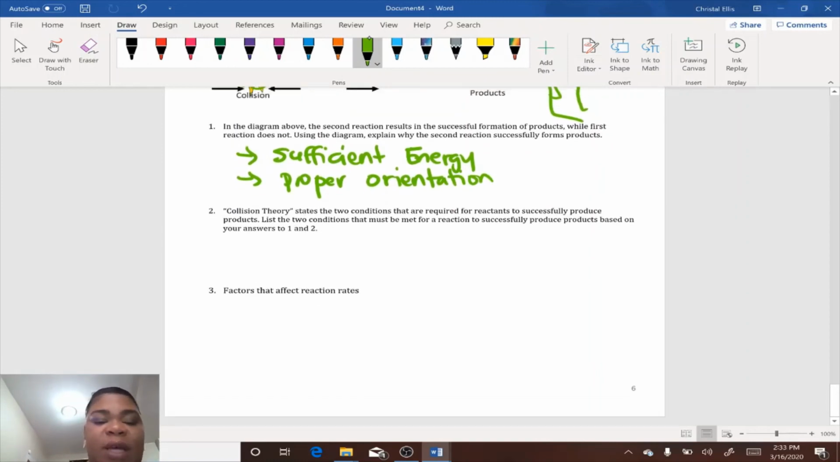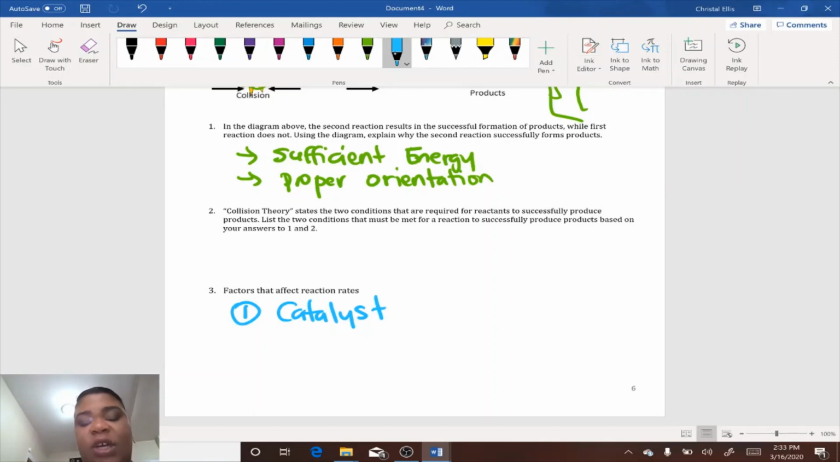So the factors that affect reaction rates are: one, if you add a catalyst, because a catalyst lowers the activation energy or provides an alternate pathway. So if you see a regular reaction that looks like this, a catalyst will start out at the same exact location, but it travels a different pathway and ends in the same exact location. So the catalyst lowers the activation barrier in order for the chemical reaction to take place.